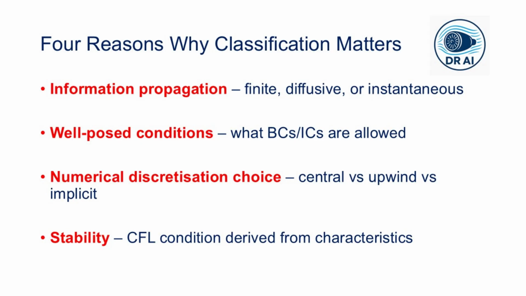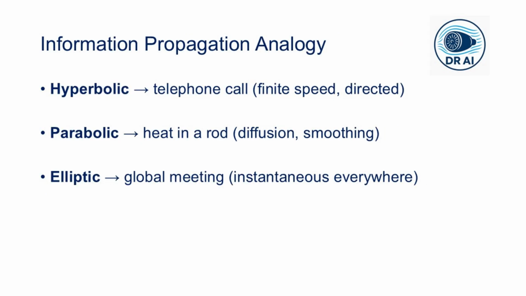Second, it tells us what initial and boundary conditions are well posed. Third, and the most important, it guides the selection of the appropriate numerical discretization, central differences for elliptic, upwinding for hyperbolic. And the fourth and last one is that it directly links to the numerical stability. The CFL condition is derived from characteristic analysis.